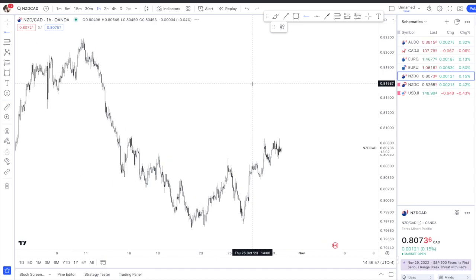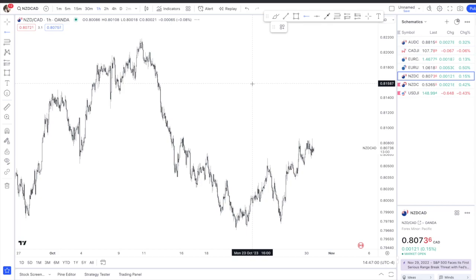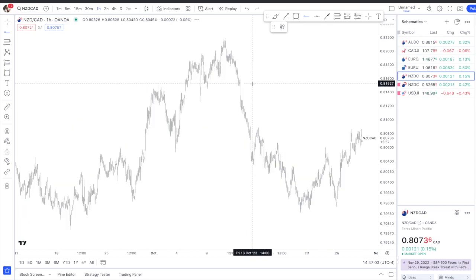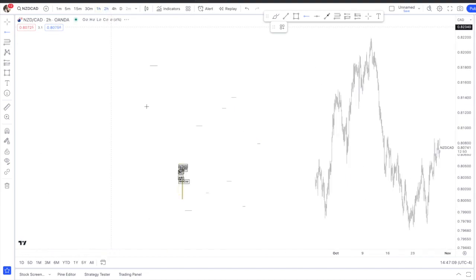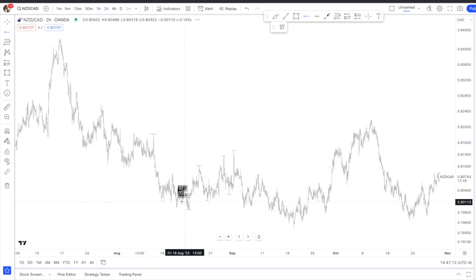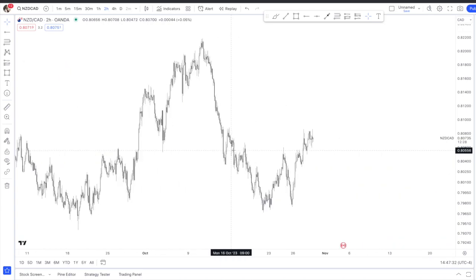So NZD CAD has a lot of structure, so we can look at it. Okay, we have some structure. Not sure what this yellow is, and I'll look at it after. But we don't want yellow. I don't know if you guys can see it. Oh, I was using this as an example, and I was using a yellow box to represent Wyckoff phases.